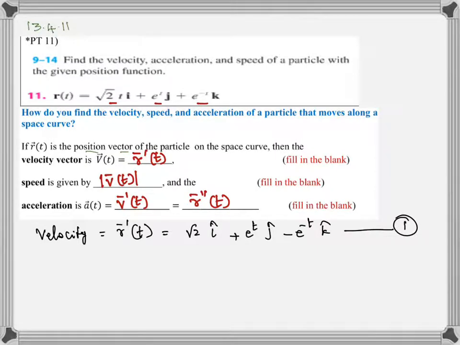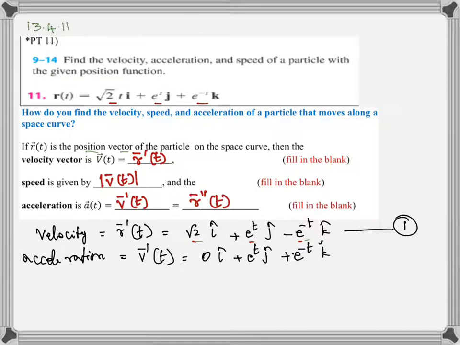Then the acceleration is the derivative of the velocity. So we are going to differentiate the previous step, number 1. So v prime t is the derivative of root 2, which is 0. Derivative of e to the t is e to the t. Derivative of e to the negative t is negative e to the negative t. Substituting this, you get 0 i plus e to the t j, minus of minus, that will become e to the negative t k with the positive sign in front.